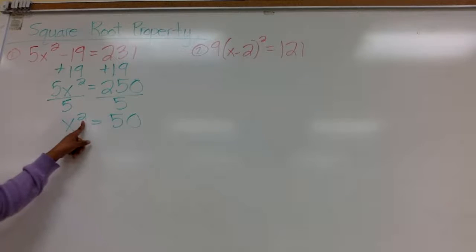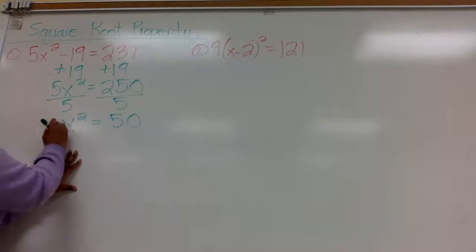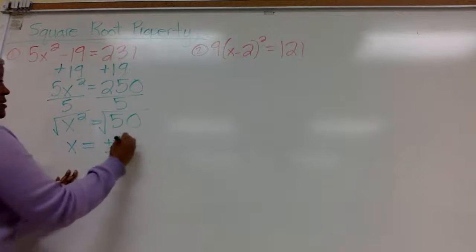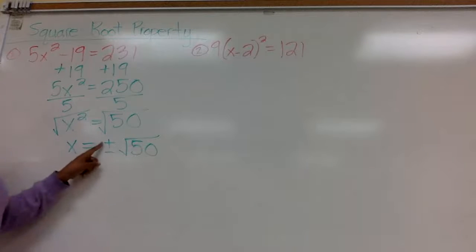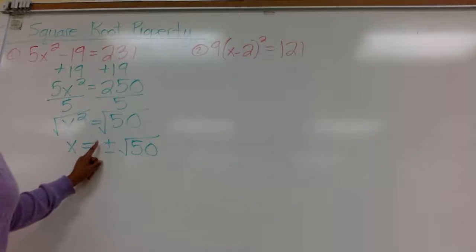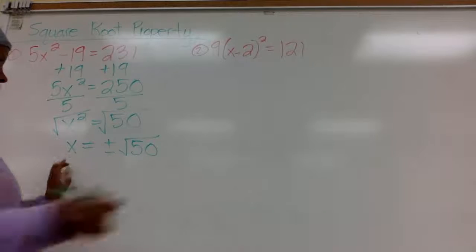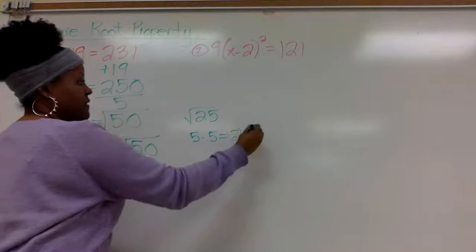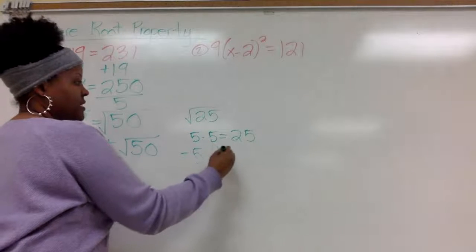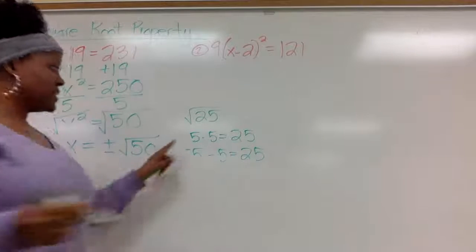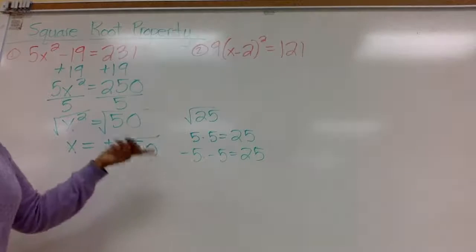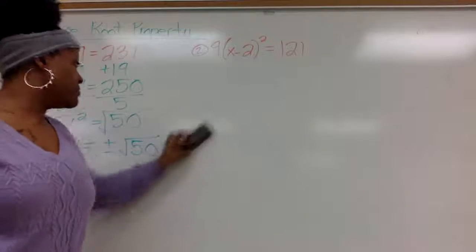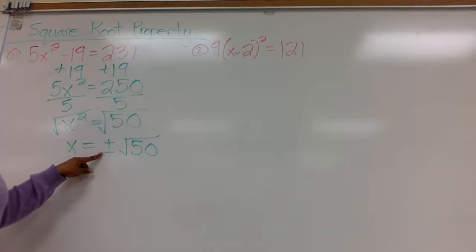The opposite of squaring something is to take the square root. So square root this side, square root this side. x equals plus or minus the square root of 50. Now we do plus or minus because, let's do a simple example. If I ask you for the square root of 25, 5 times 5 is 25, and negative 5 times negative 5 is 25. So we take the positive and the negative because two positives give you a positive when you're multiplying, and so can two negatives. That is the purpose of putting this plus and minus sign in front.